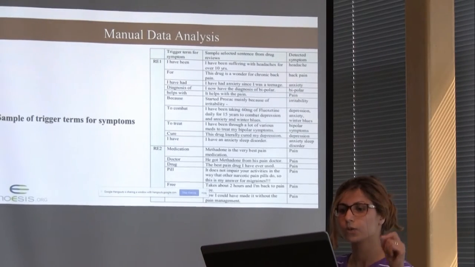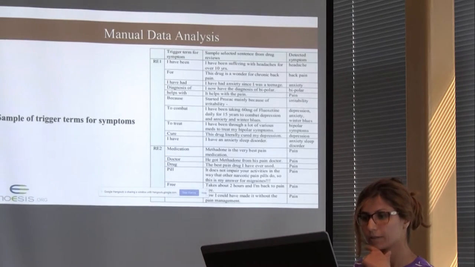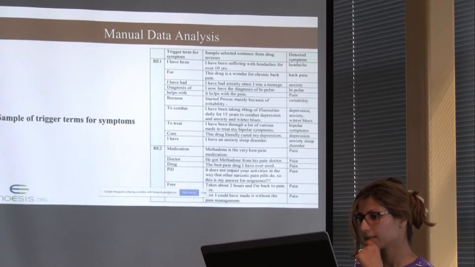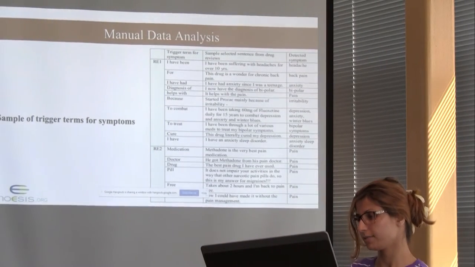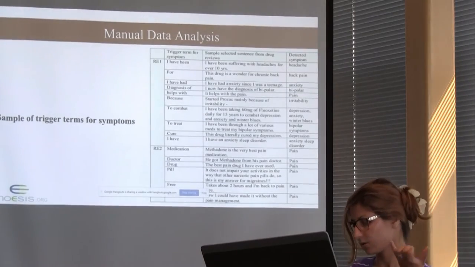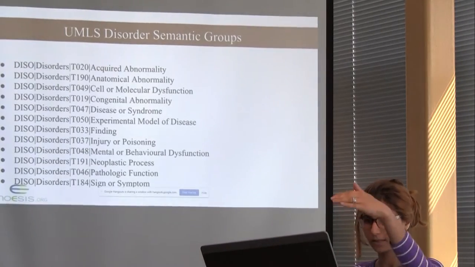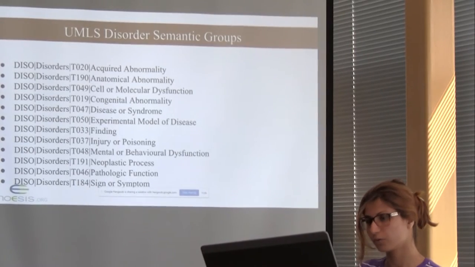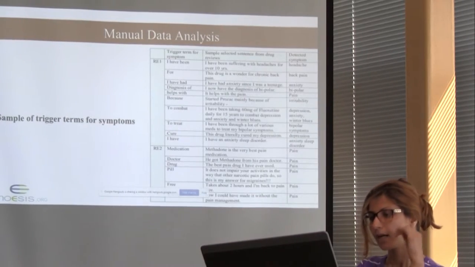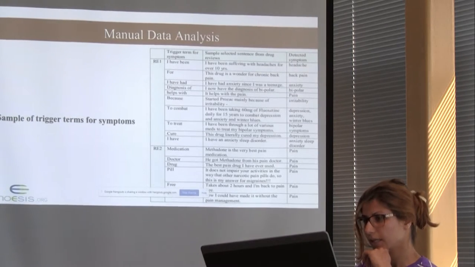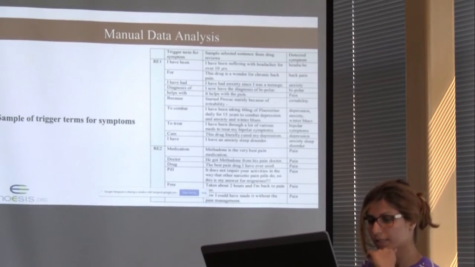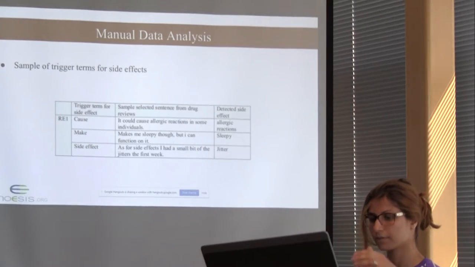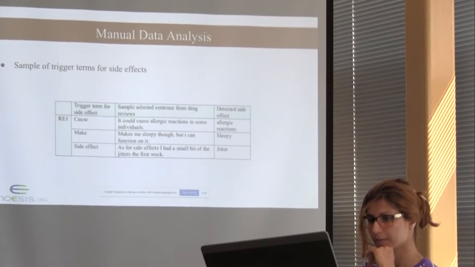If we analyze our data manually, we can see that there are some trigger terms, some words that can be used to see whether a disease or syndrome, that one disorder that was mapped before using the UMLS, is a symptom or side effect. So something like cure or cause or medication, these are the trigger terms for symptoms, and we also have some for side effects.